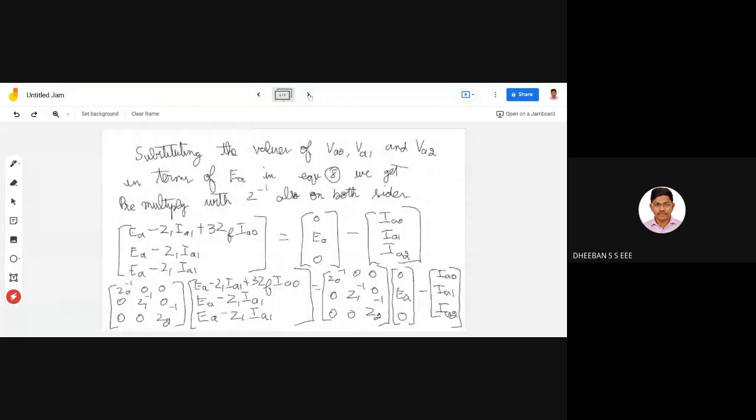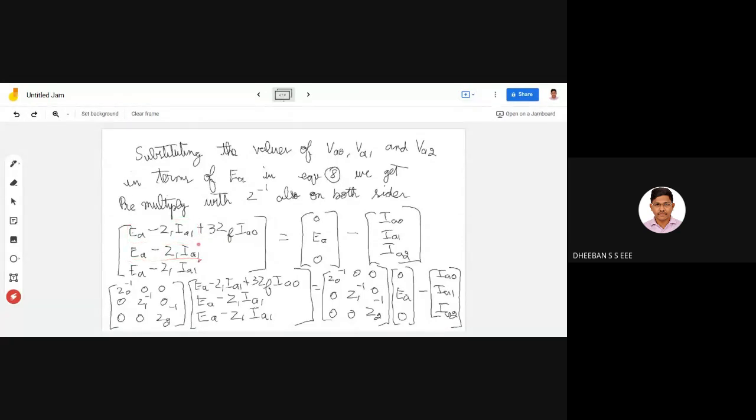So after that, for simplifying purposes, you will be writing your VA naught, VA1, VA2 in terms of your EA. That is your voltage rise. So in order to write your VA naught in terms of your voltage rise, you can get this from your characteristic equation. So this particular term is nothing but your VB.